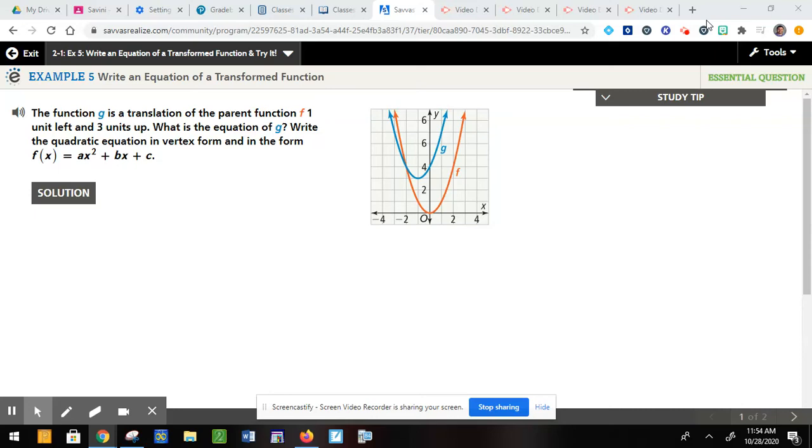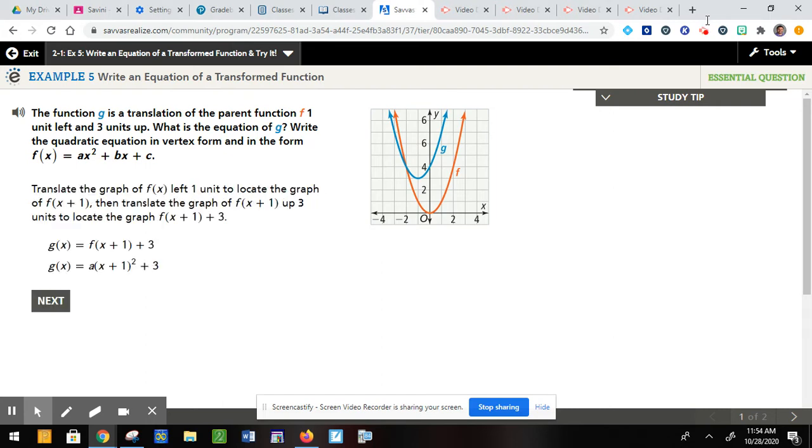Example 5 is just taking what we've worked on in the first 4 examples and putting it all together. So we're gonna... function, and then it translates to the g function. It's asking for the equation of the g function. Before we can write it as ax squared plus bx plus c, we need to write it in vertex form first. So the first thing we're going to do is just understand how it's translated.